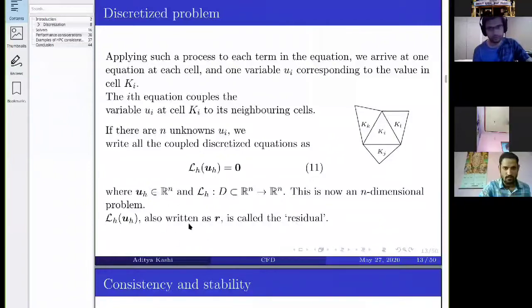So ultimately, at the solution point, we would want that L of U is 0. Whereas if we plug in any other solution, then L of U would not be 0, and the R would not be 0. And in that case, we say that there is a residual, which is not 0. And the objective is to drive the residual to 0, essentially.